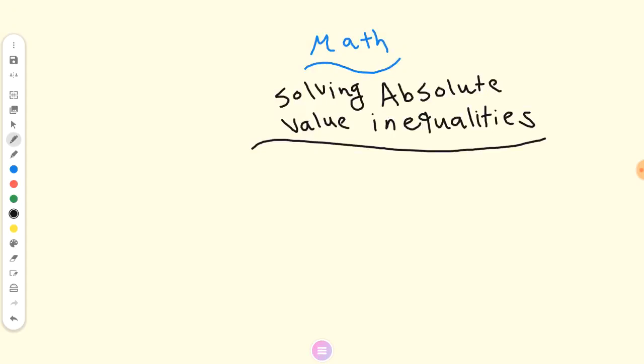Okay. In the first lesson, we talked about how we can solve the absolute value equation. That was the first lesson. In the second lesson, inshallah, we'll talk about how we can solve absolute value inequalities. Yes, what is the difference between an equation and an inequality?